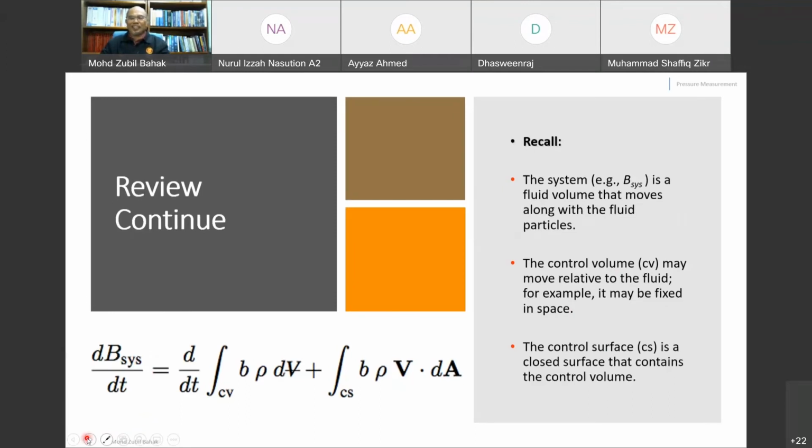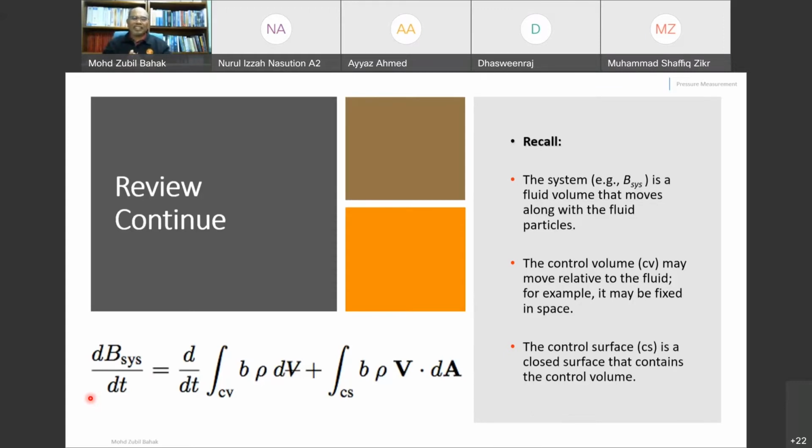We recall that the system, the B system here, dB over dt, is a fluid volume that moves along with the fluid particles. So they move the whole fluid in a straight line, for example. And then the control volume, the CV, may move relative to the fluid. Sometimes the control volume is moving together with the fluid, but sometimes we say no, it is just fixed.